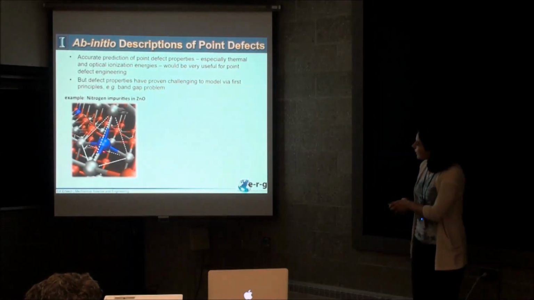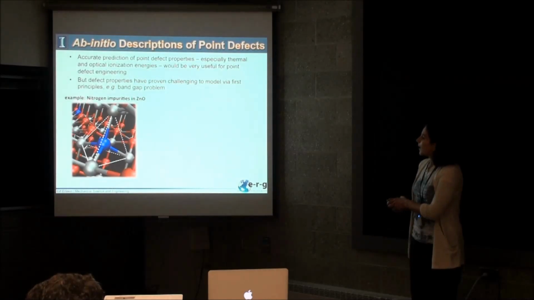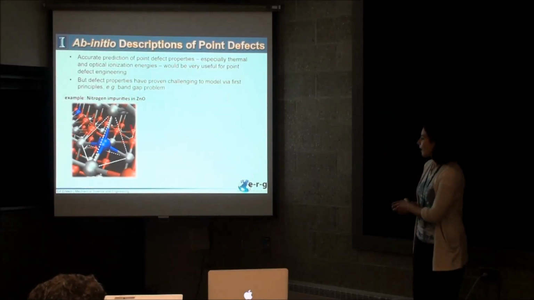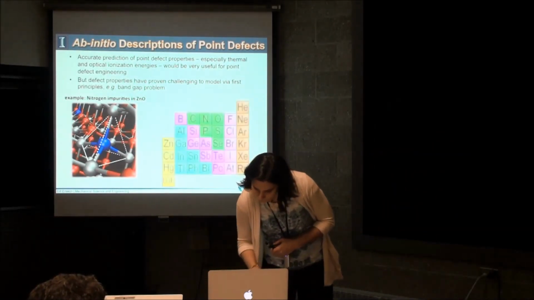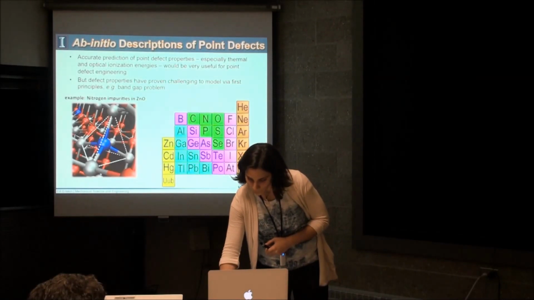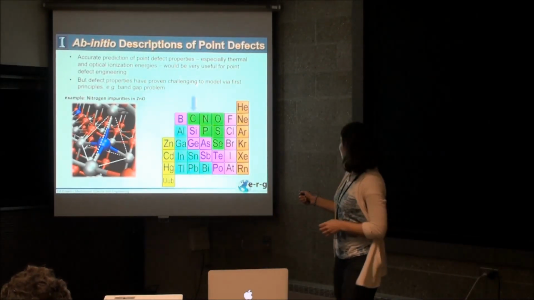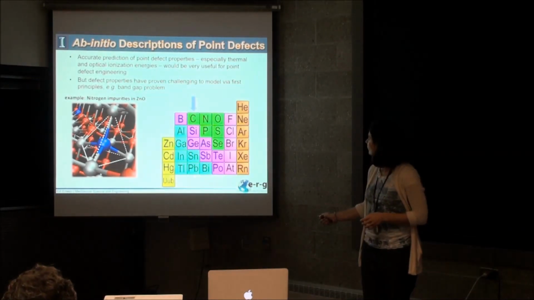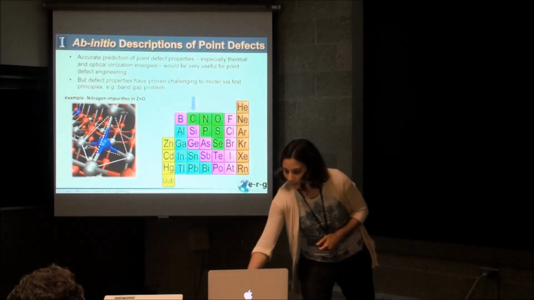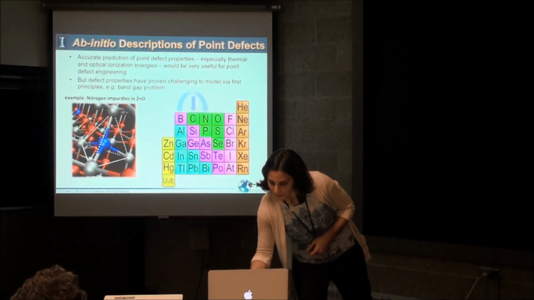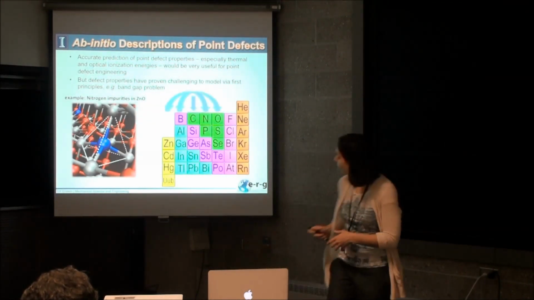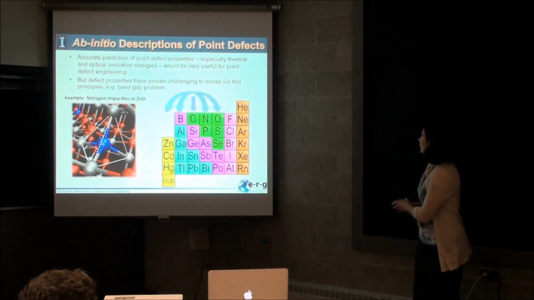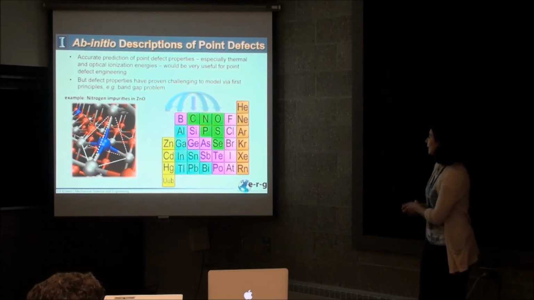Here's a pretty classic example. If you think about a nitrogen impurity inside of a zinc oxide crystal. If we look at our periodic table, most of our semiconductors come from this row here, group 4. We have some semiconductors that are 3-5s, and then we have our 2-6s. Zinc oxide is a 2-6 semiconductor.